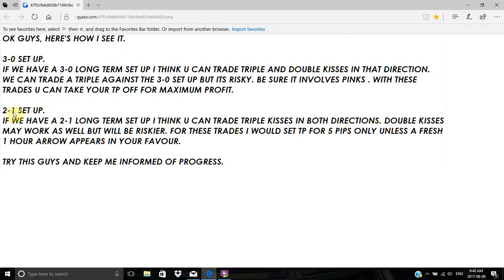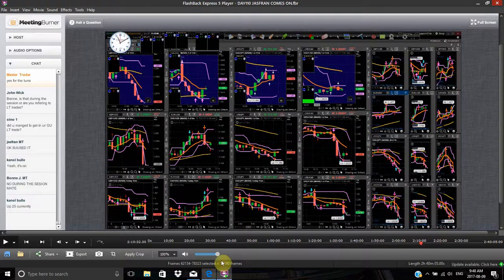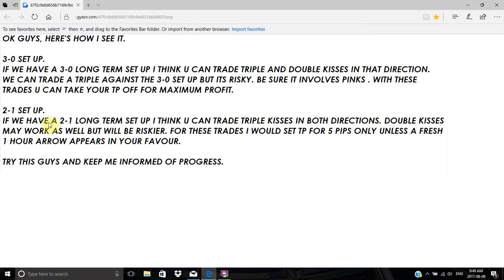We're going to see a lot of these, so this will be an easy one to explain. If we have a 2-1 long-term setup, you may ask what that is. That happens a lot. That is simply one up, two up, and then one down. So it's a 2-1 to the upside. If we have a 2-1 long-term setup, you think you can trade? Well, I think you can trade triple kisses in both directions. Double kisses may work as well, but will be riskier, and I think you need pinks. For these trades, I will set take profit for 5 pips only, unless a fresh 1-hour arrow appears in your favor.